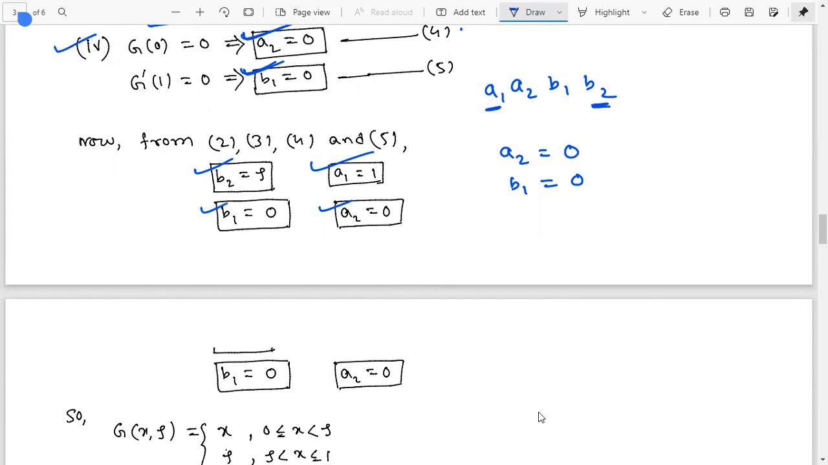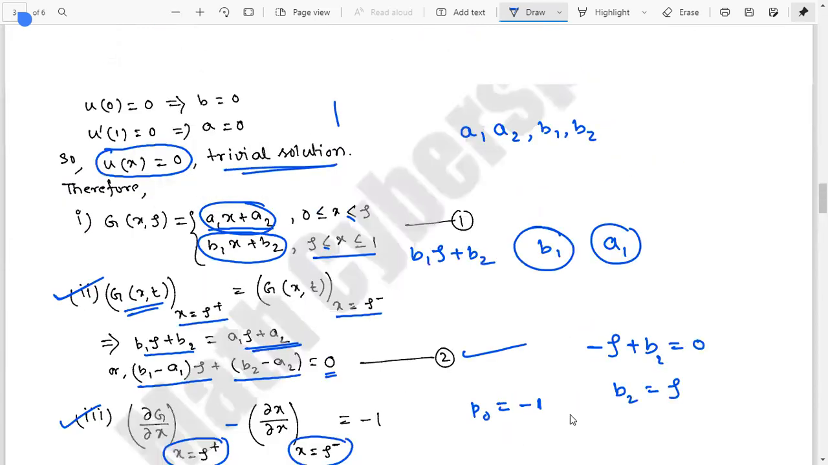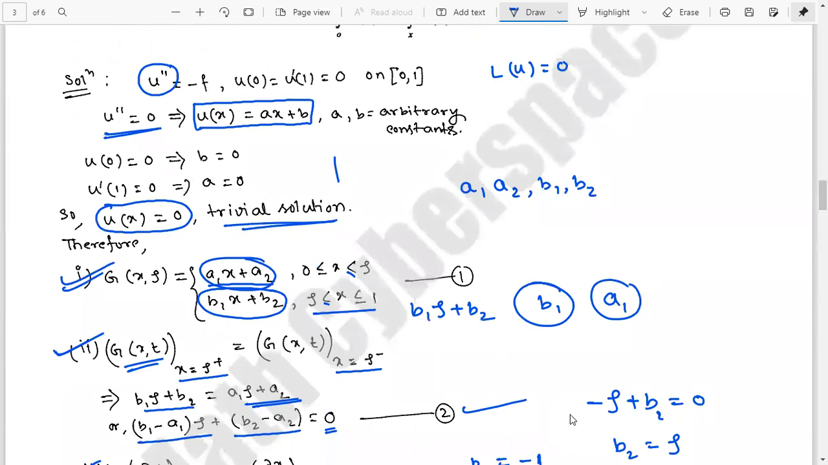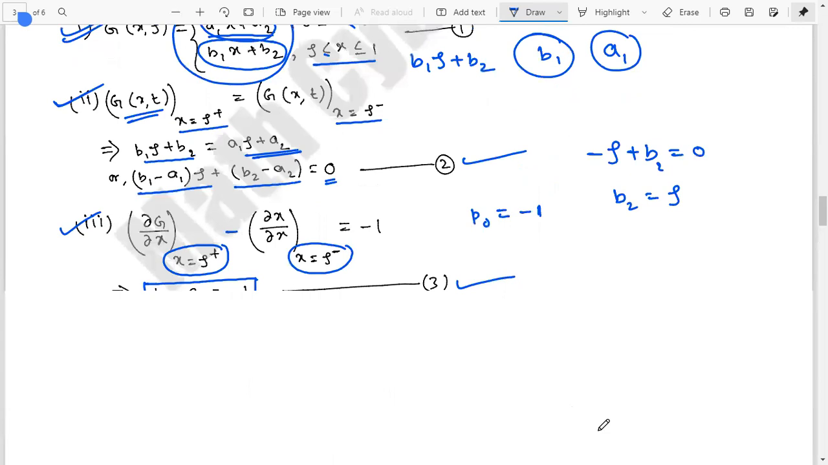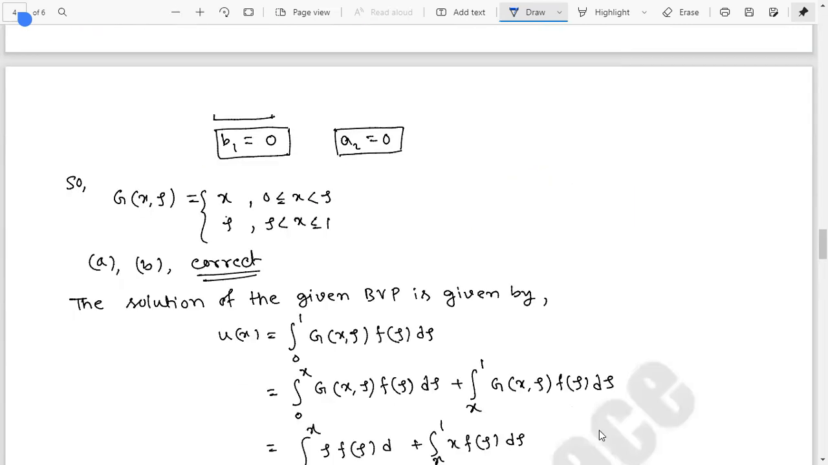Now use these values in equation number 1, that means in this equation of G(x, ζ). If we use them here, we will get this Green's function. G(x, ζ) equals x when x is in 0 to ζ, and this equals ζ when x is in ζ to 1. Okay, so now take a look at the options.